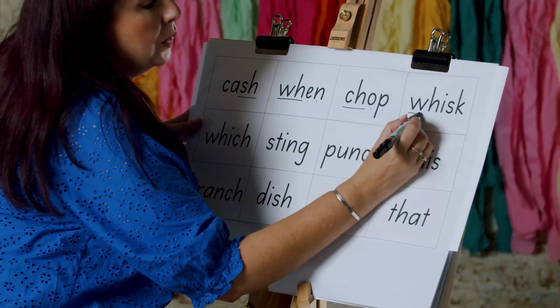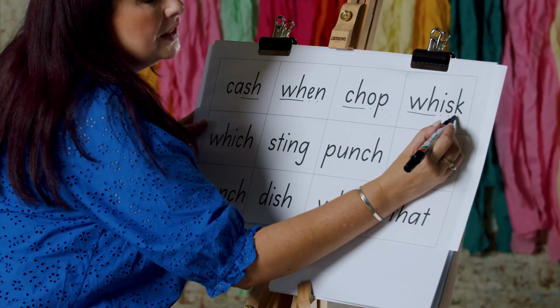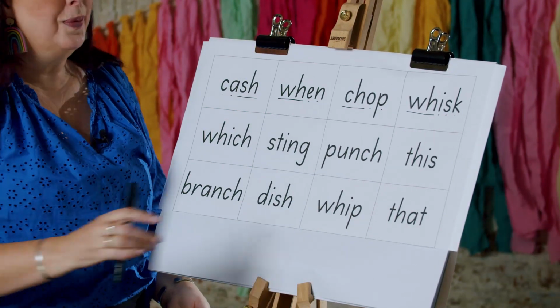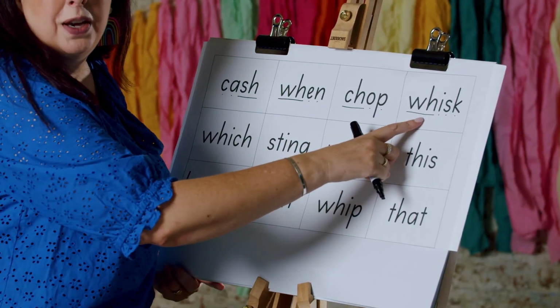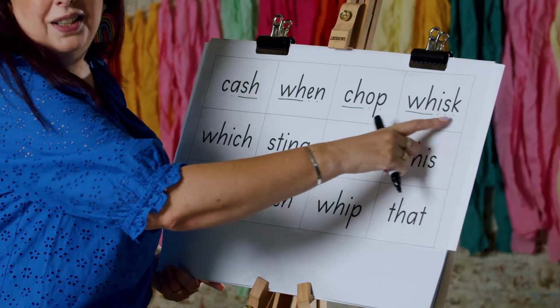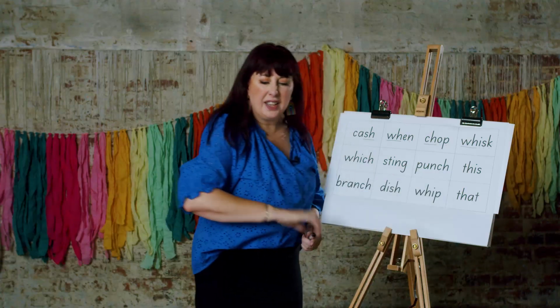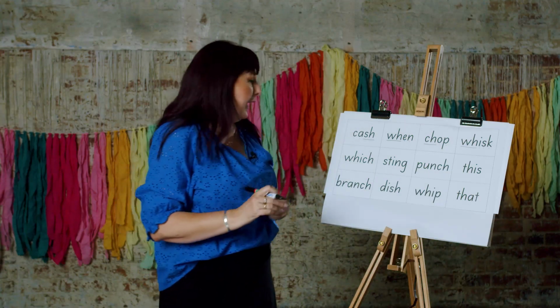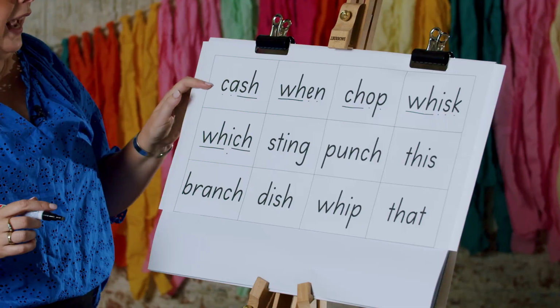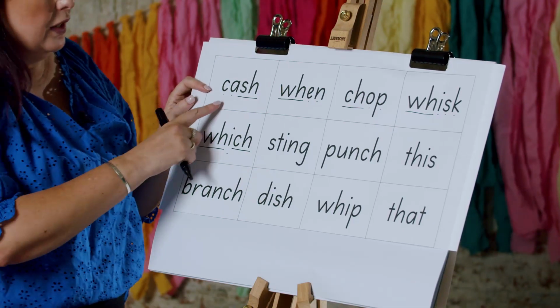And here's another one. W, i, s, k. It's getting trickier. A few more sounds now. Say the sounds with me. W, i, s, k. Whisk. Good job. I like to whisk eggs when I make scrambled eggs. They're quite delicious. Okay, let's read these words together.